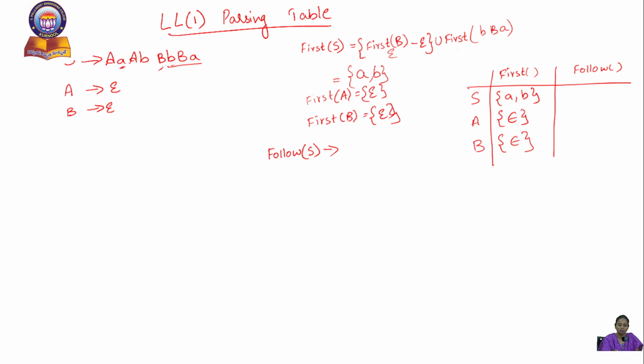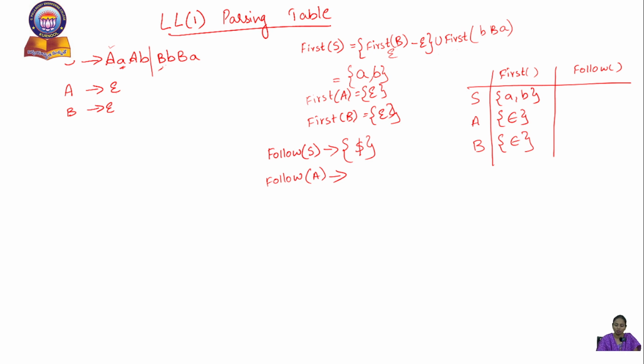Here no S is present at the RHS side, so only dollar will be considered as the follow function of S. Next, follow function of A. Where is A? Here is A. Immediate to the A, what is available? A terminal A is there.